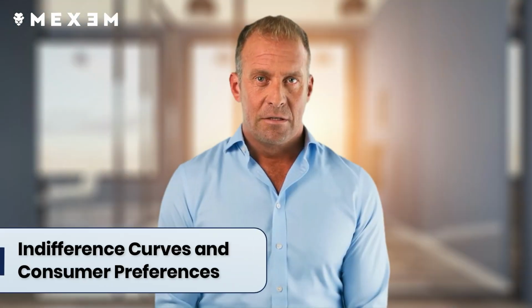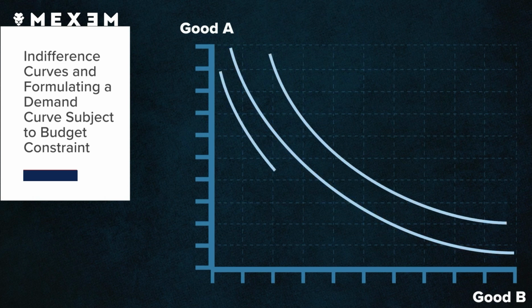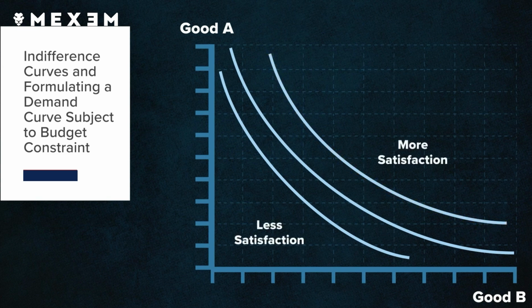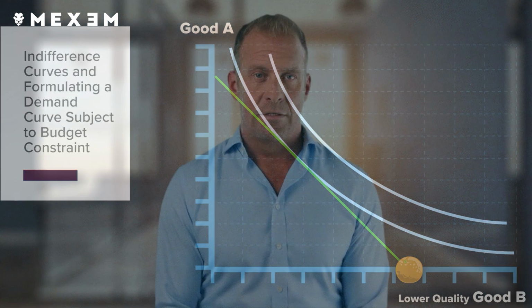Indifference curves and consumer preferences. Indifference curves map out different combinations of goods that provide the same level of satisfaction to the consumer. These curves illustrate trade-offs, showing how consumers allocate spending between products based on preferences and budget constraints. Higher indifference curves indicate greater satisfaction. A lower quality alternative for good B allows consumers to purchase larger quantities within the same budget. As long as the budget remains fixed, consumers shift their spending to maximize overall utility.